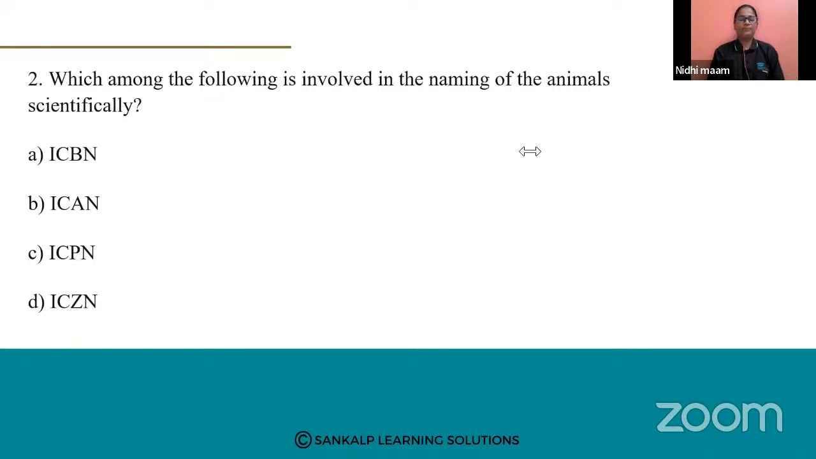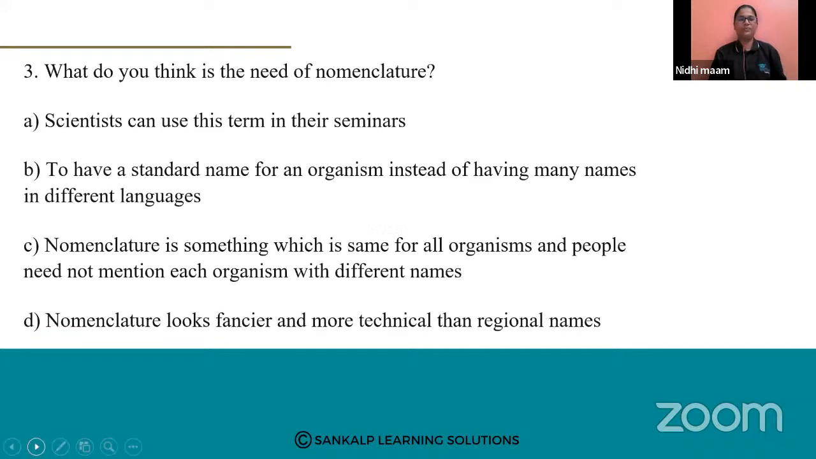Fine. So most of you answered it as option A. Only few of you answered it correctly. As they asked naming of animals, as I said just now during the explanation, naming of animals will be done by ICZN, International Code for Zoological Nomenclature. Option D is the right answer. Please rectify your answers, all of you. Next question.